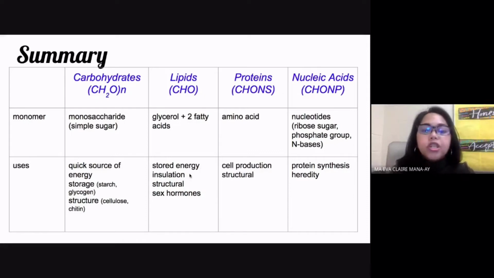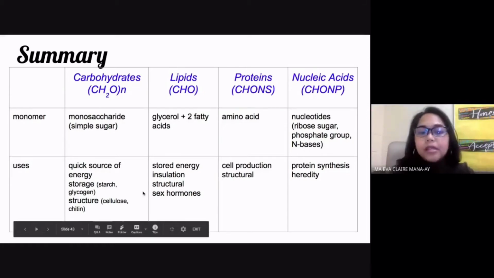Another function is that it keeps us insulated, which means it keeps us warm. It also forms structures. Your phospholipids in your cell wall are made up of lipids. You also have your sex hormones; your steroids are examples of lipids. We are going to take a look at the different types of lipids later.